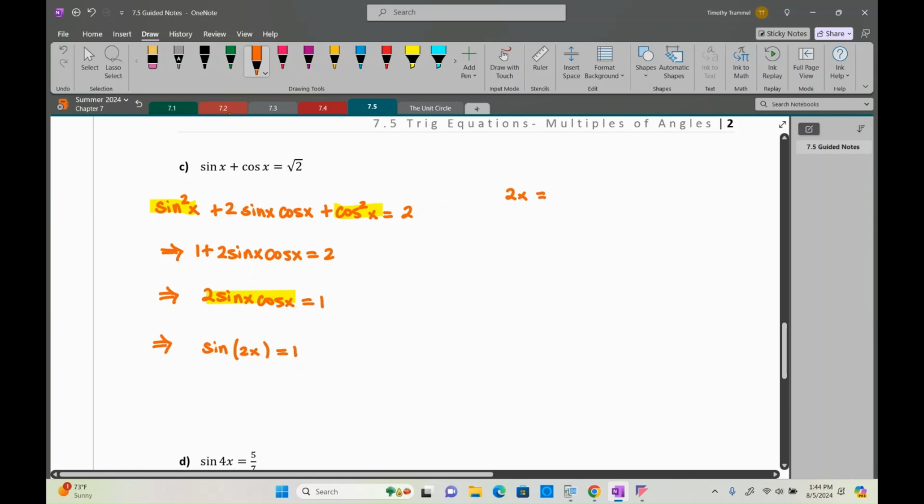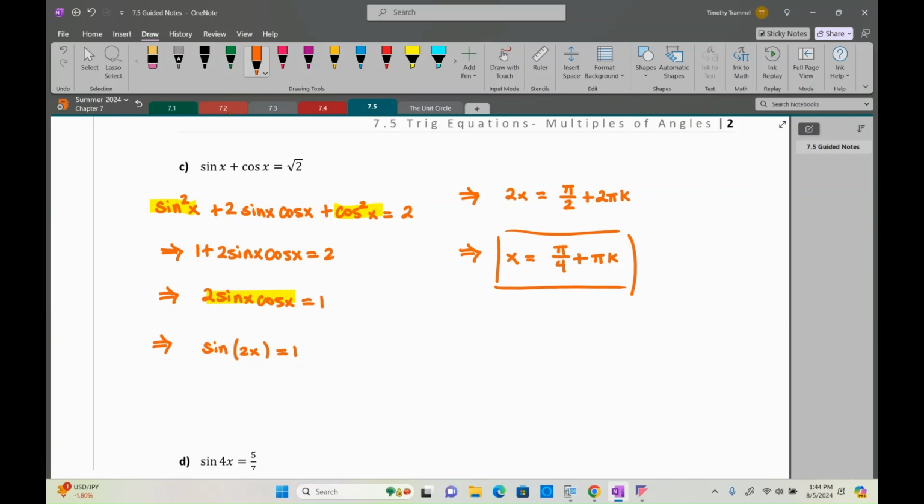So we have 2x is equal to pi over 2 plus 2 pi k. And all we need to do here is divide each side of this by 2, and we have our answer. And maybe I should say answers. So yeah, we have pi over 4 plus pi k. Right. So we only ended up with one formula this time.